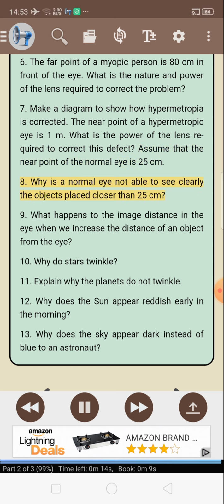8. Why is a normal eye not able to see clearly the objects placed closer than 25 centimeters? 9. What happens to the image distance in the eye when we increase the distance of an object from the eye? 10. Why do stars twinkle? 11. Explain why the planets do not twinkle. 12. Why does the sun appear reddish early in the morning? 13. Why does the sky appear dark instead of blue to an astronaut?